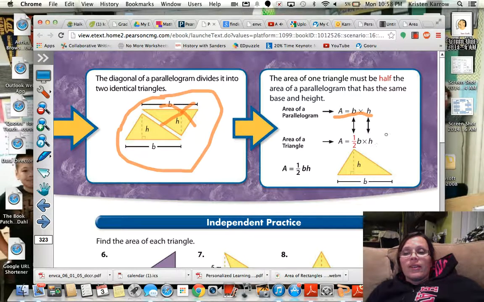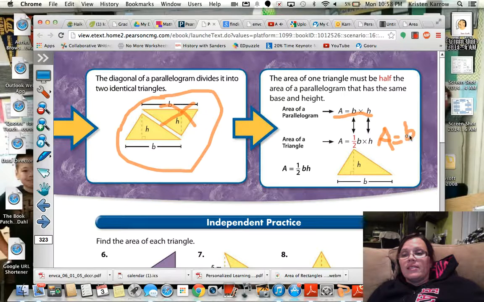I've also seen it written as area of a triangle equals, and remember we're using that big capital A for area, equals base, we use a little lowercase b for base, times height, which is our h. So it would be base times height.